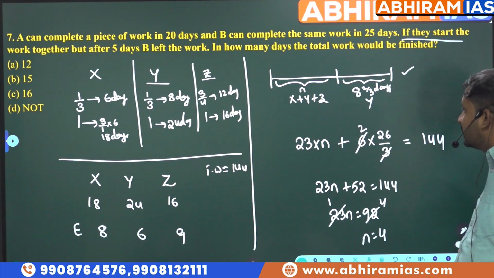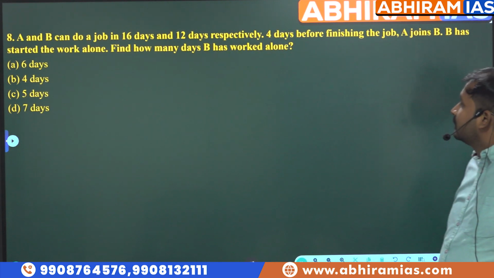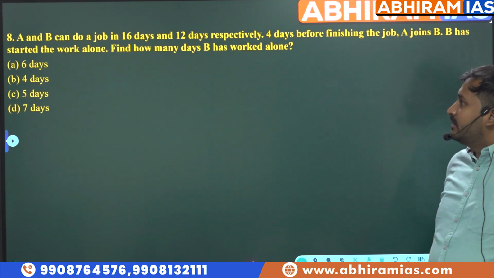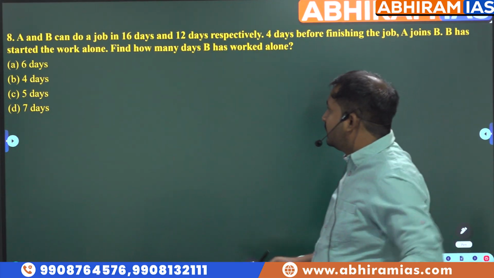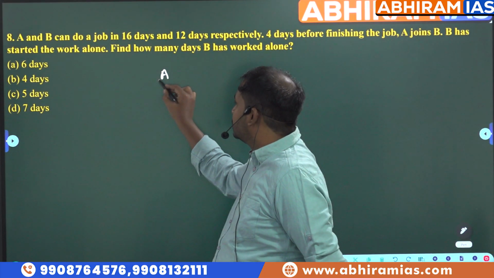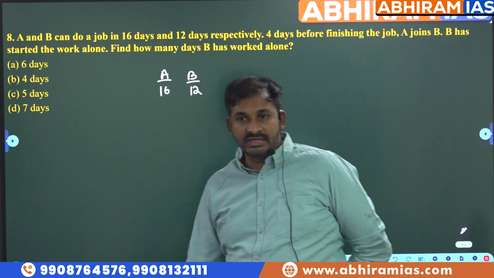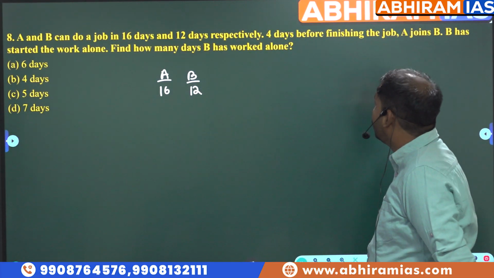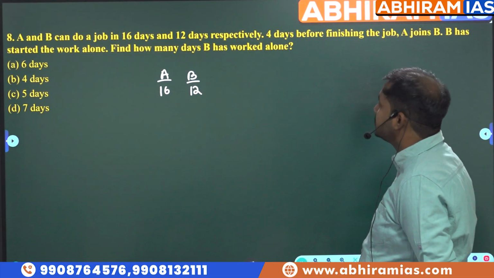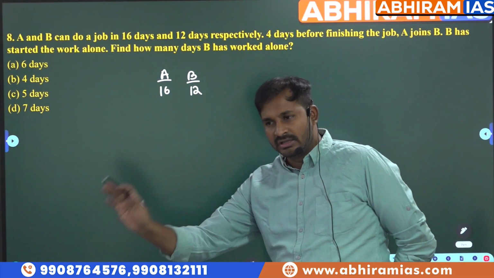Okay, right? Next one. Now see here. A and B can do a job in 16 days and 12 days respectively. So A can do the job in 16 days, B can do the job in 12 days. 16 days and 12 days respectively. 4 days before finishing the job, A joins B. A has started the work alone. Okay, that is the story.